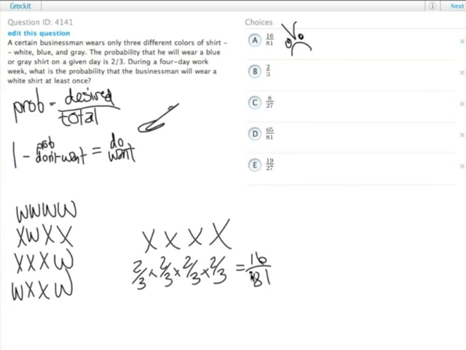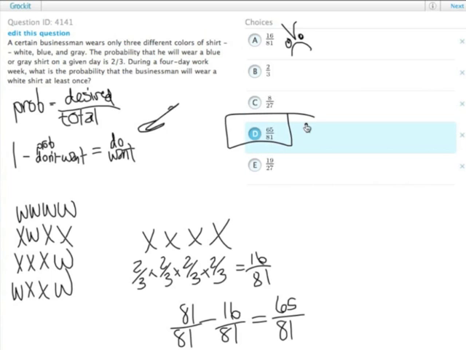So we subtract that from the probability of everything happening. So 81 out of 81 is 1. 16 out of 81 is the probability of a blue or a gray shirt every day for 4 days. Subtracted, we get the probability of a white shirt is 65 out of 81. Answer choice D.